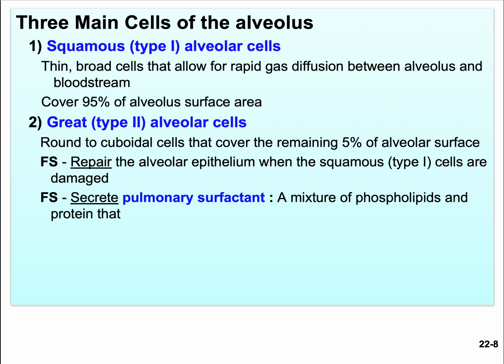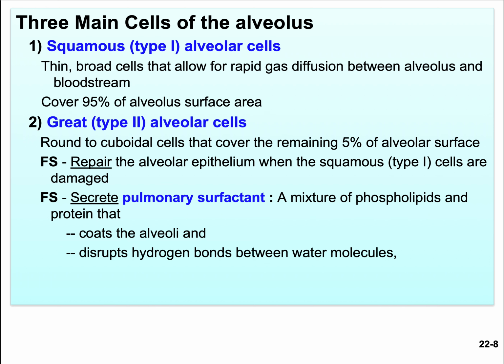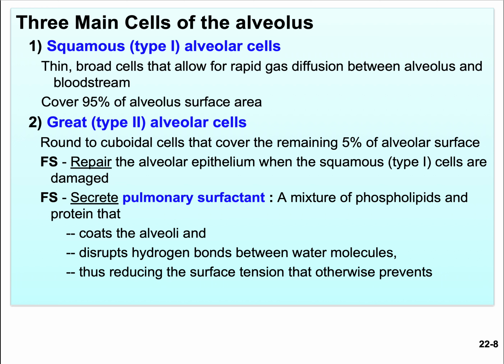Now, what a surfactant is, you can see a mixture of phospholipids and proteins that are coating the alveoli, they're disrupting these hydrogen bonds between the water molecules, and they reduce the surface tension between the inner walls of the alveoli. Okay. This might be a good place to pause and really to write some of this down and to study it. This, of course, is well described in your textbook. So when you exhale and are removing lots of the gases that are in the alveoli, the alveoli don't collapse and stick together.